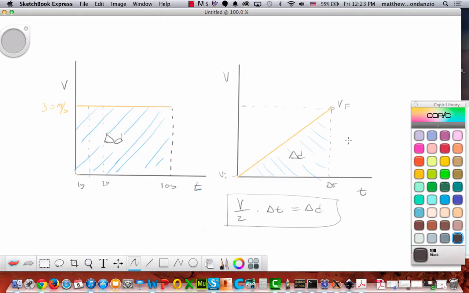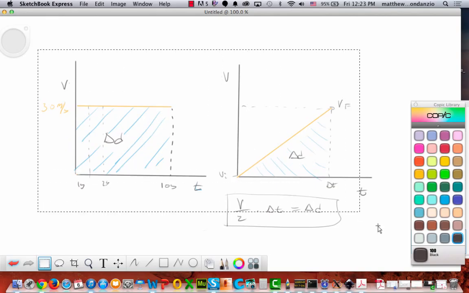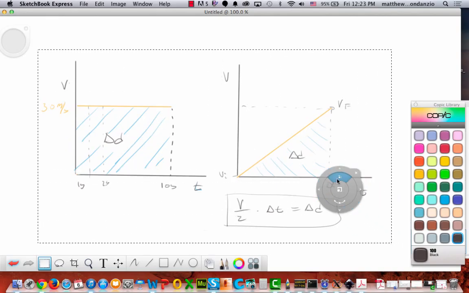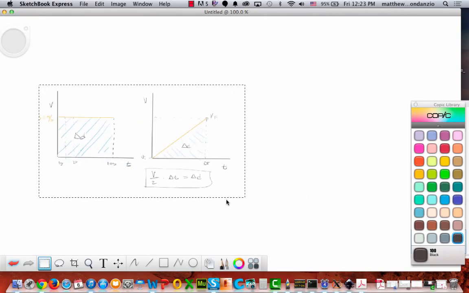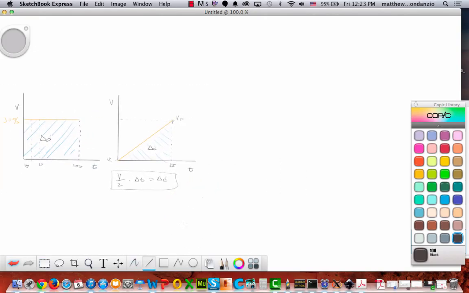Okay? Now I'm going to take this, I'm going to shrink it down. Okay? And now I'm going to draw an acceleration versus time with a constant acceleration. Okay? Here's our delta t, right? And this is our acceleration.